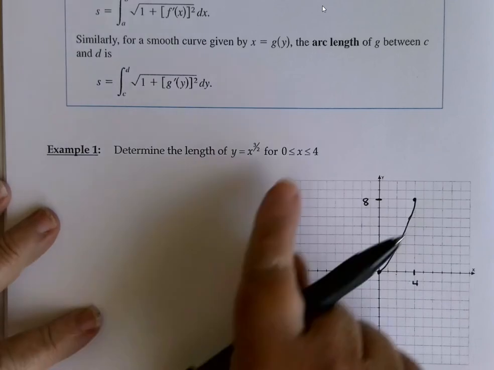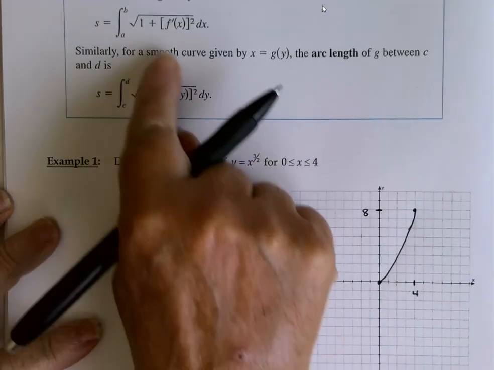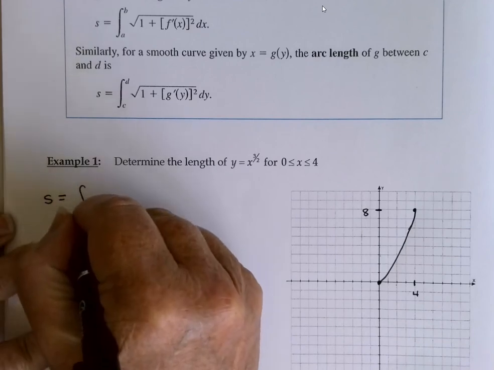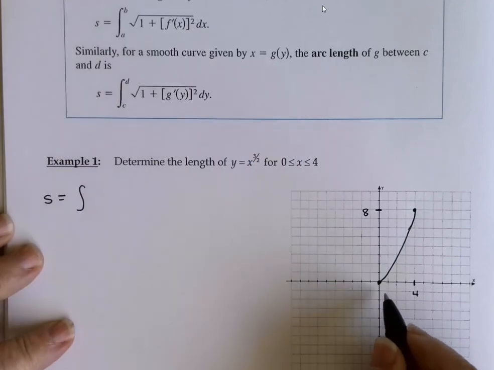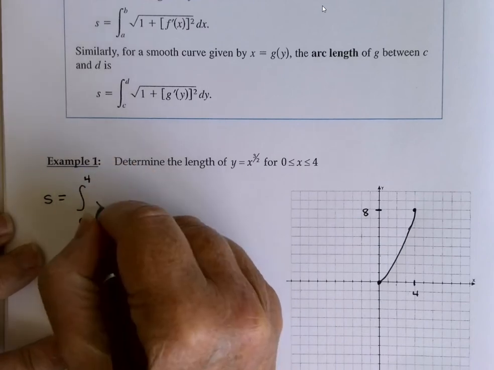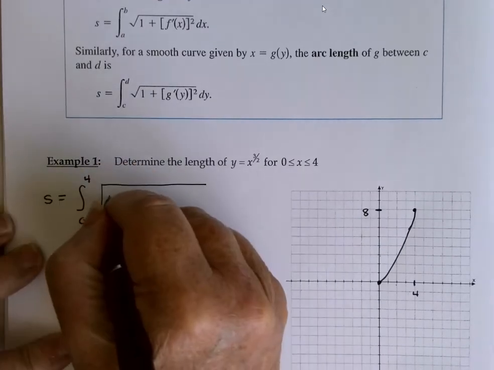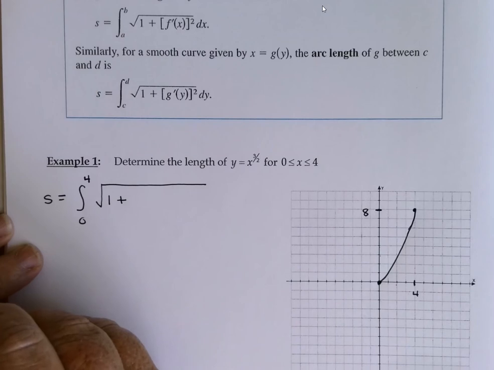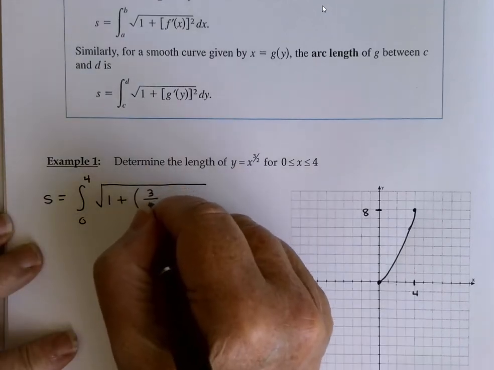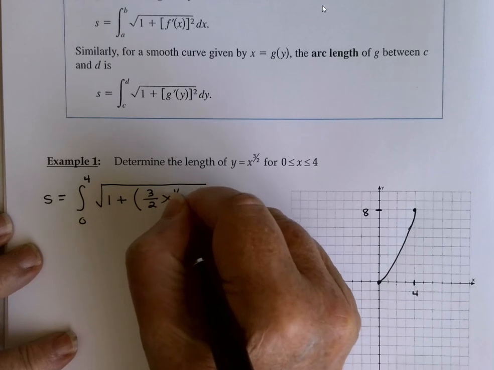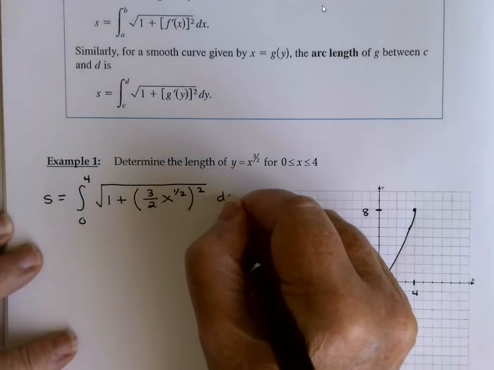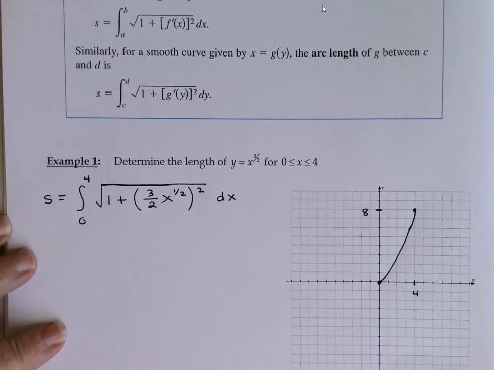I'm just going to do it since I do have y as a function of x. I'll use the top one. My arc length will be the integral from a to b, in my case from 0 to 4, of the square root of 1 plus f prime squared. F prime here would be 3/2 x to the 1/2. And we're going to square that, dx.